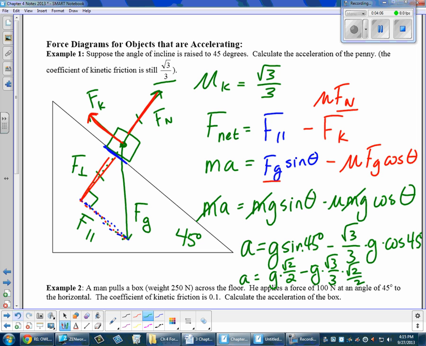And we can do one more simplification. I'm kind of running out of room. So we've got acceleration equals g times the square root of 2 over 2 minus g times the square root of 6 over 6.